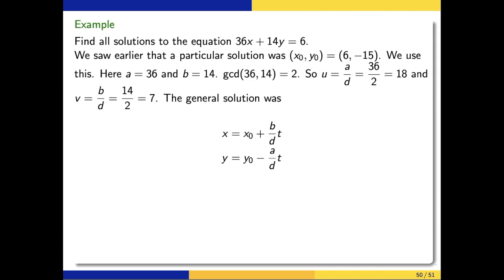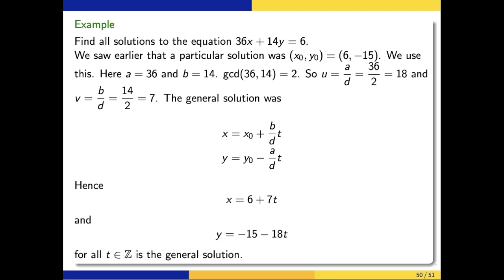So the general solution, as shown earlier, was x equals x naught plus b upon d t and y equals y naught minus a upon d t. B upon d was nothing but v and a upon d was nothing but u. And so, substituting this into the first equation, for x we get x equals 6 plus 7t and y equals negative 15 minus 18t. And this is true for all integers t.